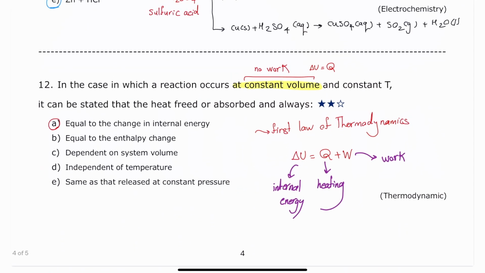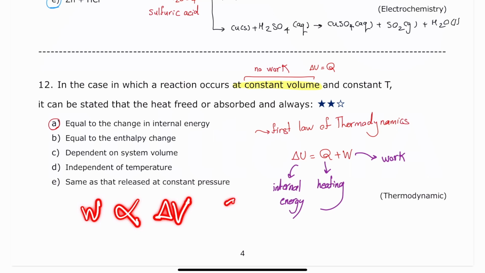Okay, the next question is very important, and it could be more of a physics thing, but it makes sense here too. In the case in which a reaction occurs at constant volume. Okay, why is this constant volume important? Let me pause here and talk about constant volume first of all. For a gas, work is proportional to the changes in volume.